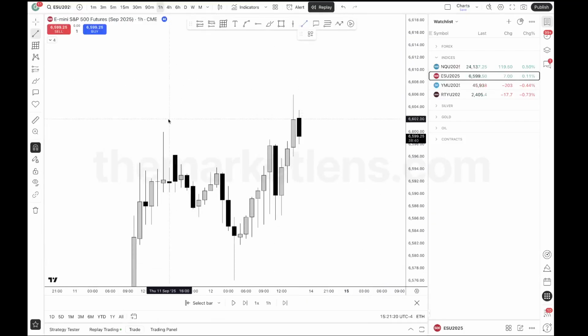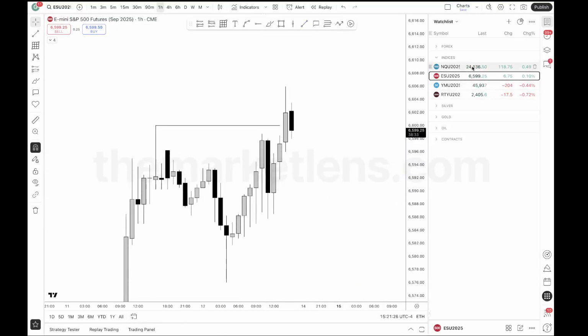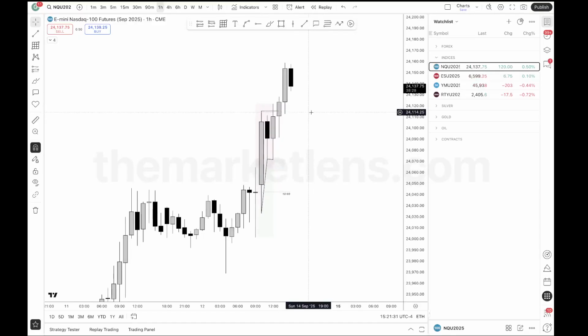But as soon as it breaks that SMT, like this, that's when you can typically assume that range can be capped off, right? Typically, right? And as you see, it's kind of like retracing now. But yeah, this asset has to fail to manipulate on NQ.